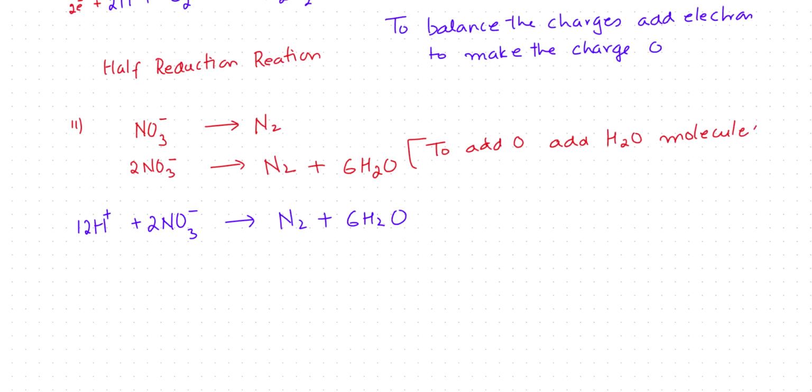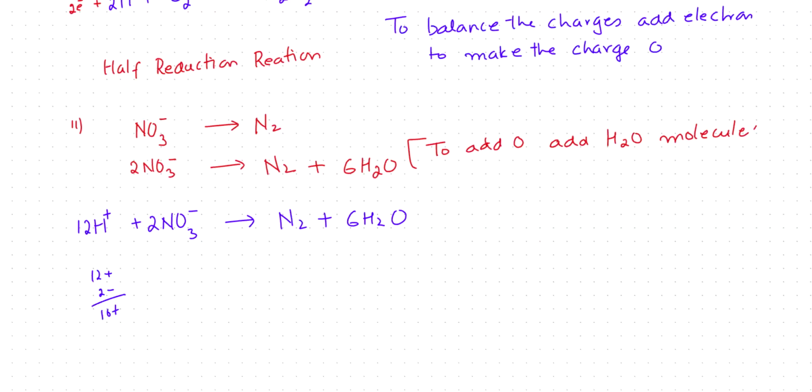We add electrons. On the right side there is no charge, so 0 charge here. On the left side we have 12 positive charges and 2 negative charges. One NO3 has 1 negative charge, 2 nitrate means 2 negative charges. So 12 positive charges and 2 negative charges. Then we have a total of 10 positive charges left. So to make the 10 positive charges 0, we add 10 electrons.